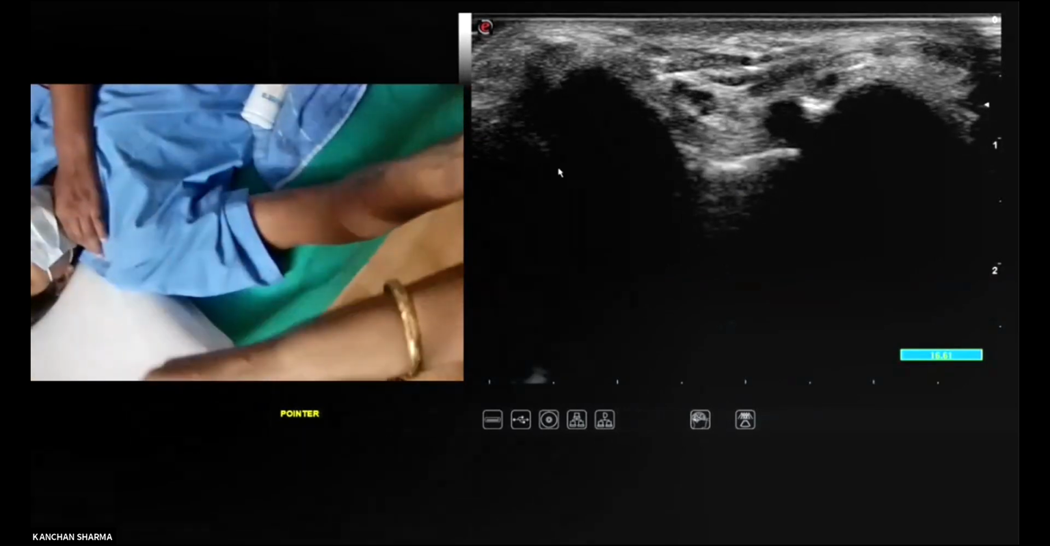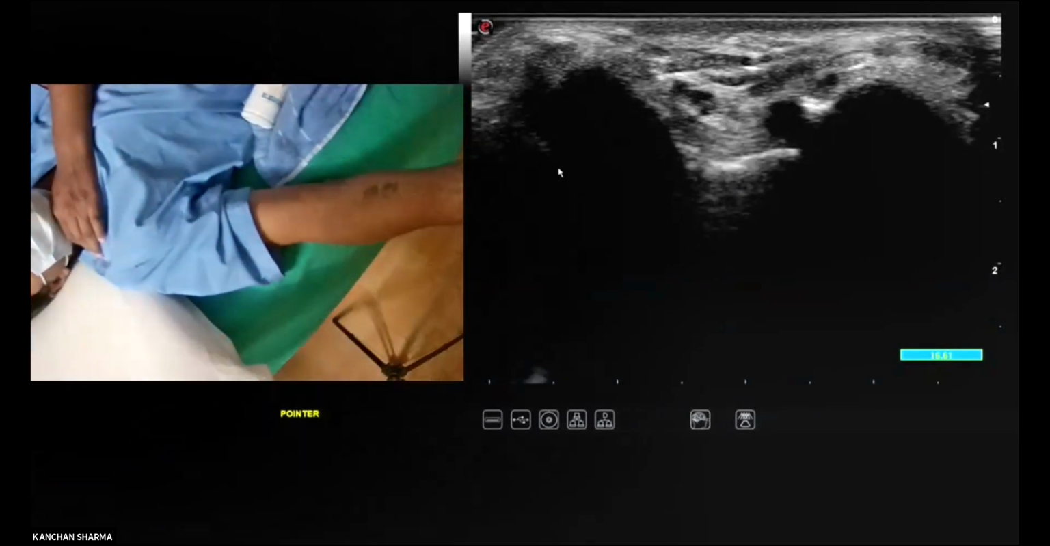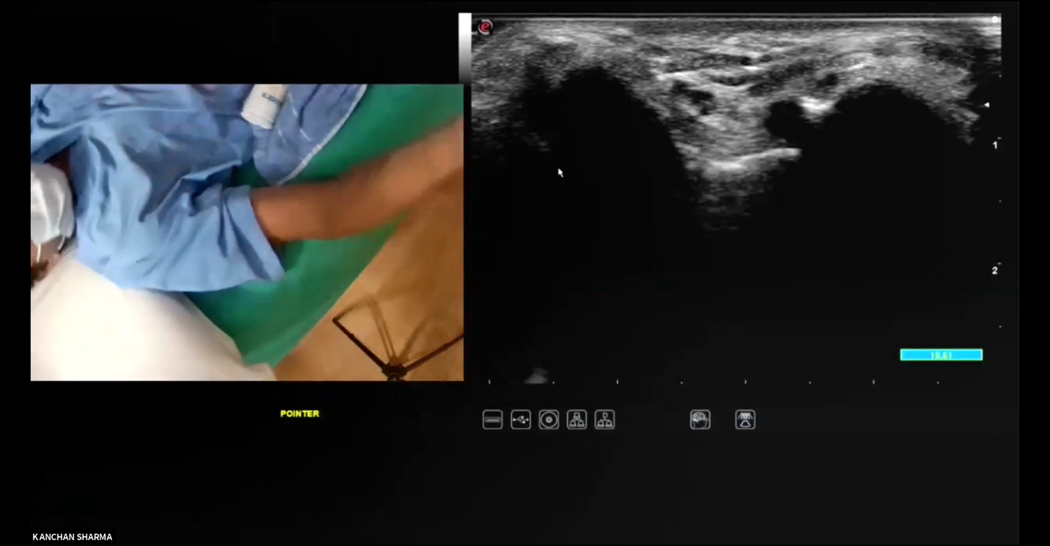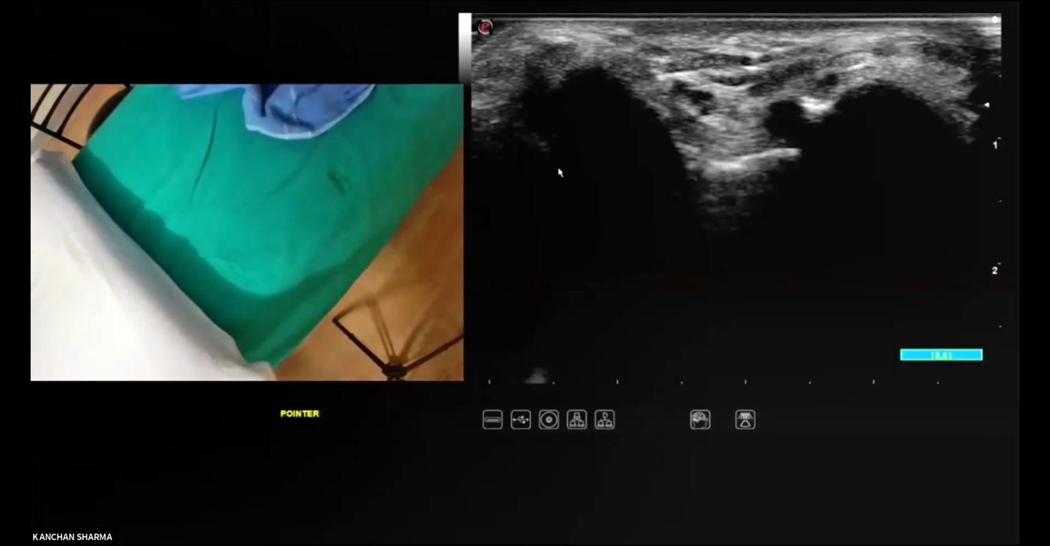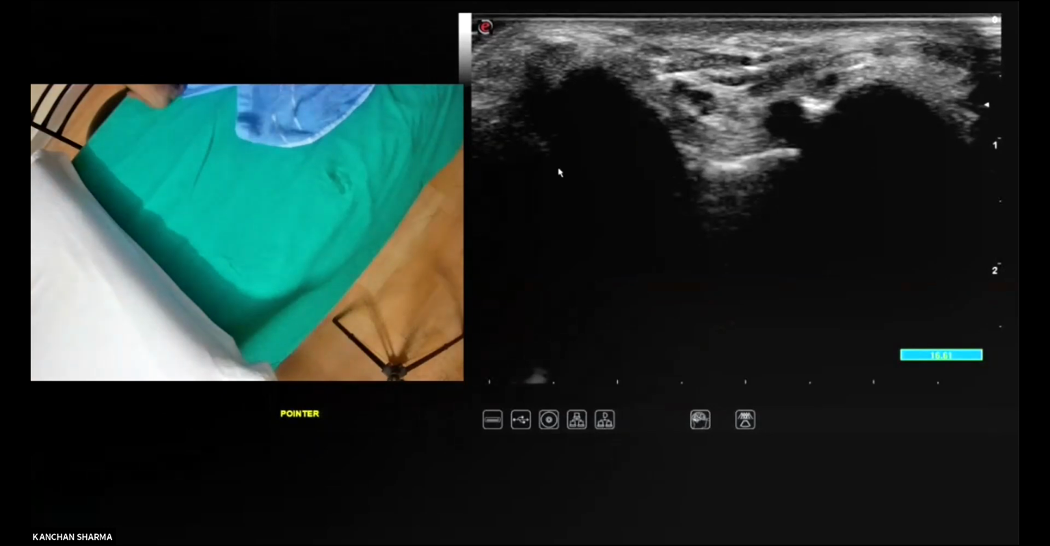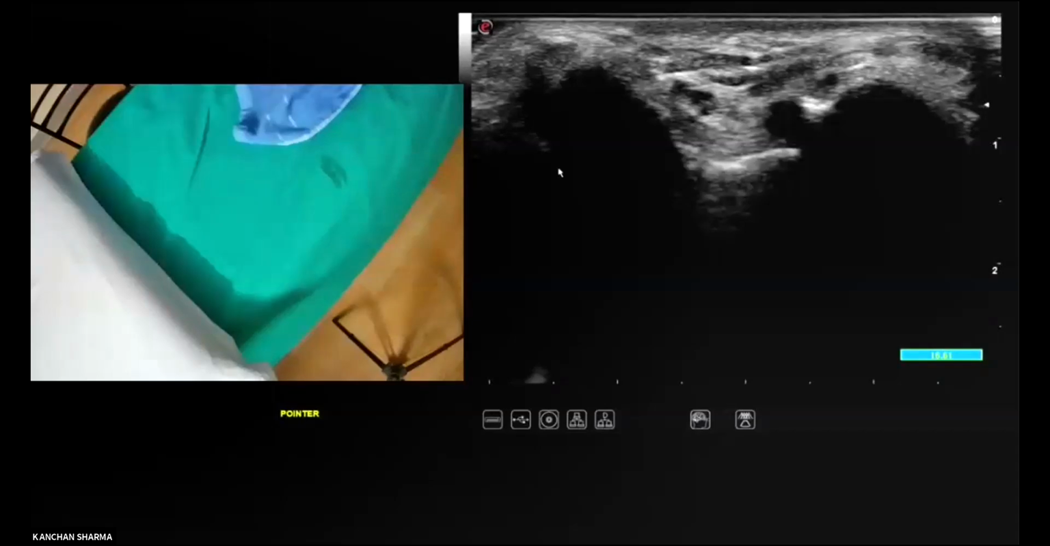Quickly, I'll go through the radial nerve. Let's see the pathology. Let me change the camera. Anything you want to ask here? Because I need to change the position. If you want me to show anything about the cubital tunnel, I can show you. Otherwise, I'll just be changing the position.